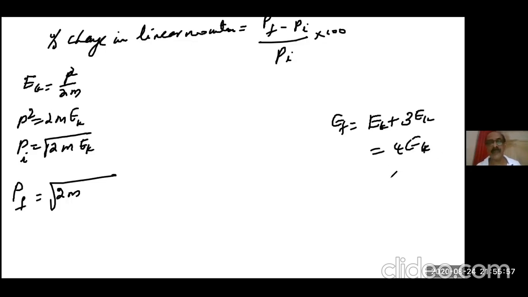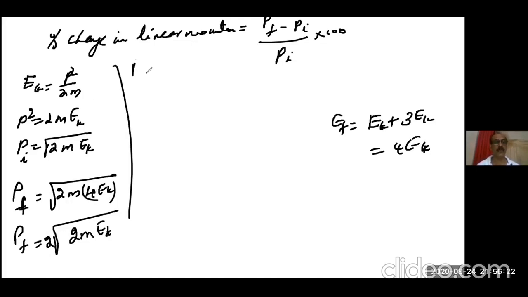So here they are saying the kinetic energy of a body increased by 300%. So initially it is EK, now the kinetic energy is 4 EK. The kinetic energy changed, so the momentum changed. So PF is equal to root of 2 m times 4 EK. Taking root 4 outside, it is 2. So PF is equal to 2 into root of 2 m EK, where 2 m EK is the initial kinetic energy term, that is PI.